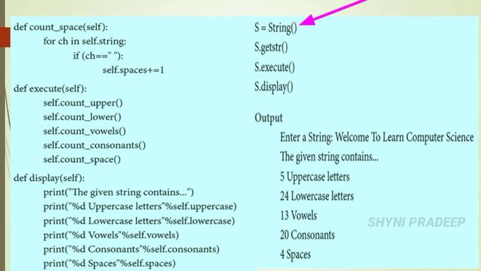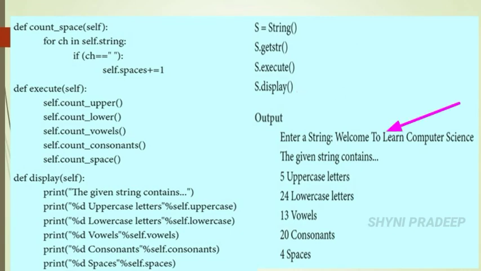Okay. Here the object is s. s is equal to String, where String is the class name. s dot get str means calling the get str function, and s dot execute means calling the execute function, and s dot display means calling the display function.